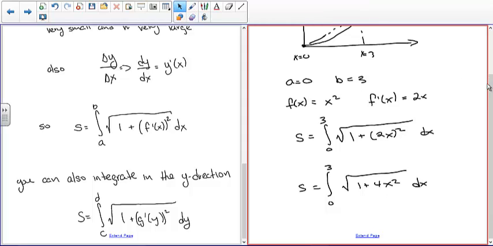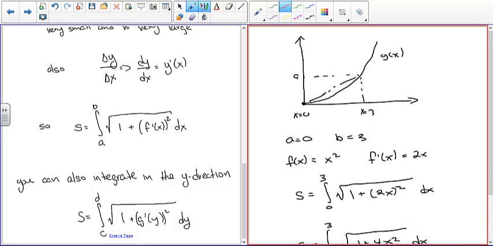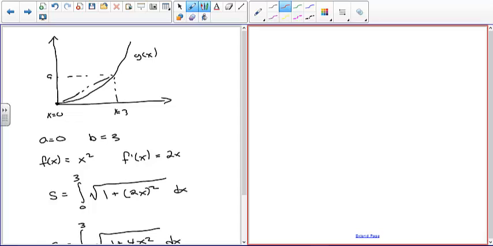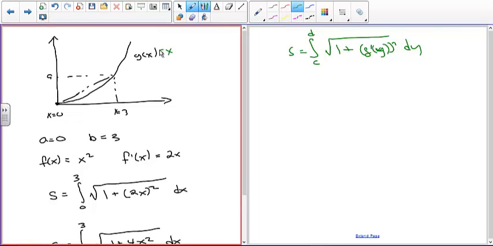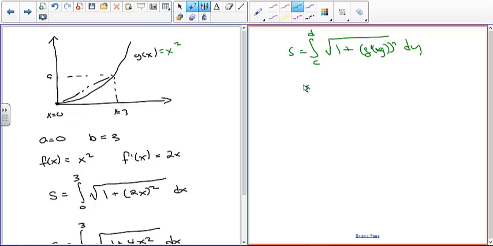Now, let me show you if I did it the other way. So if I use this approach, let me add a page here. Let me use a different color. So if I did it the other way, S is equal to the integral from c to d of the square root of 1 plus g prime of y squared dy. What you'd have to do is take this equation, y equals x squared, and solve for x. So you get x equals plus or minus the square root of y, but because I'm on this side of the y-axis, it's just the plus square root. So that's my function. I'm not sure if this is any easier.